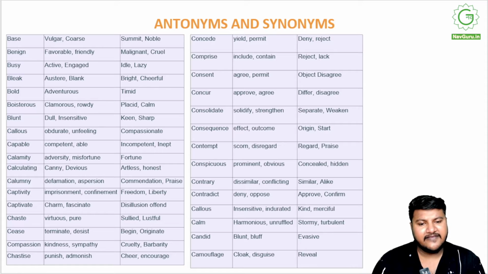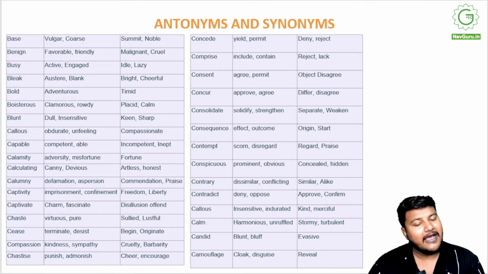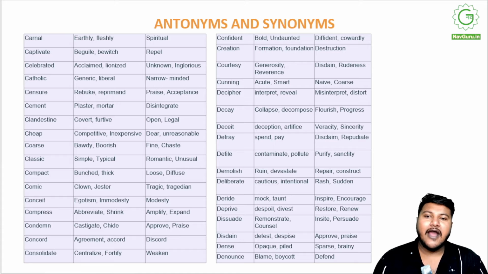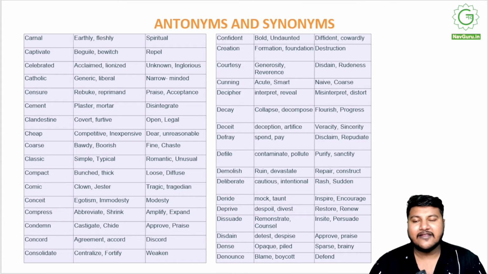Callous, insensitive, indurated, and its opposite is kind and merciful. Calm, harmonious, unruffled, stormy, turbulent. Candid, blunt, bluff, evasive. Camouflage, cloak, disguise, and its opposite is reveal. Moving on, next up we have carnal, earthly, fleshly, and its opposite is spiritual. Captivate, beguile, bewitch, repel. Celebrated, acclaimed, lionized, unknown, inglorious.